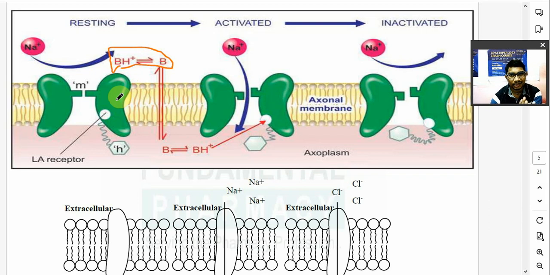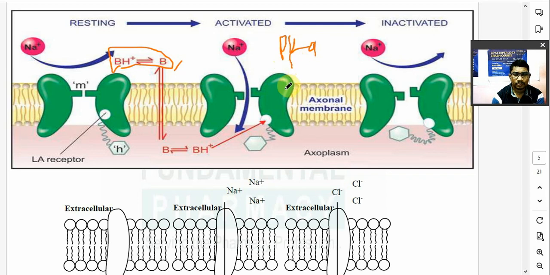They easily get transferred up to the neuronal membrane because of their lipid solubility. Okay. Now at the membrane there is an ionization of these local anesthetics. Here you see BH plus and B. Mostly these local anesthetics have a pKa. The pKa of these local anesthetics is more than 7.4.